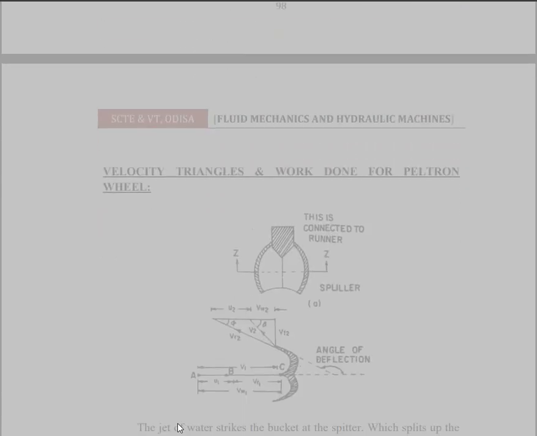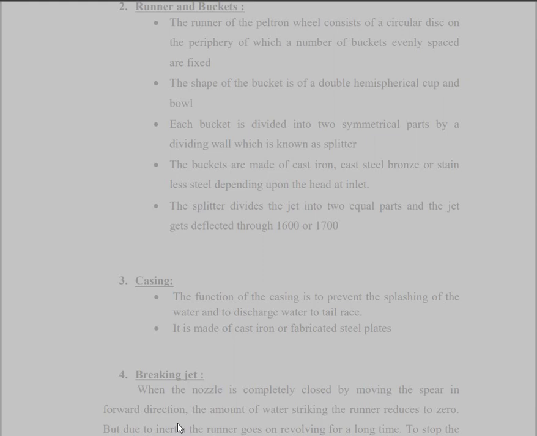2. Runner and buckets. The runner of the Pelton wheel consists of a circular disc on the periphery of which a number of buckets evenly spaced are fixed. The shape of the bucket is of a double hemispherical cup and bowl. Each bucket is divided into two symmetrical parts by a dividing wall which is known as splitter. The buckets are made of cast iron, cast steel, bronze, or stainless steel depending upon the head at inlet. The splitter divides the jet into two equal parts, and the jet gets deflected through 160 or 170 degrees.